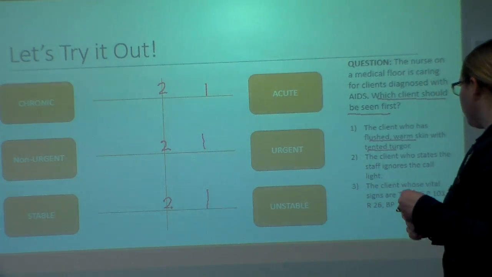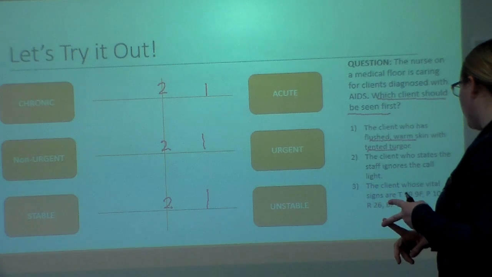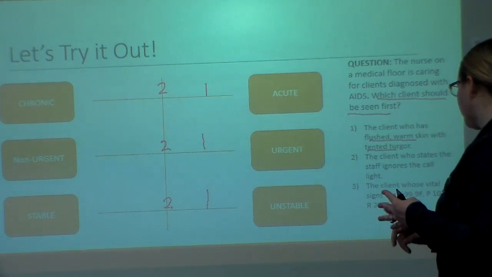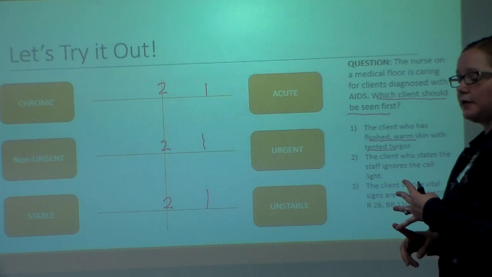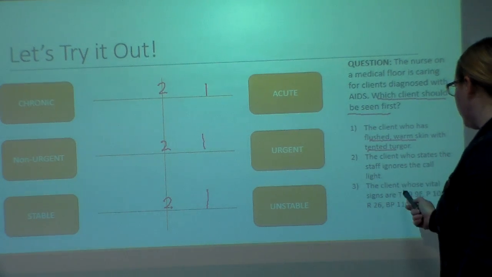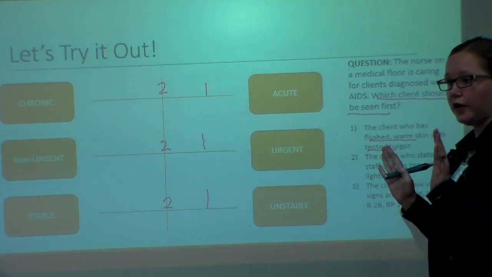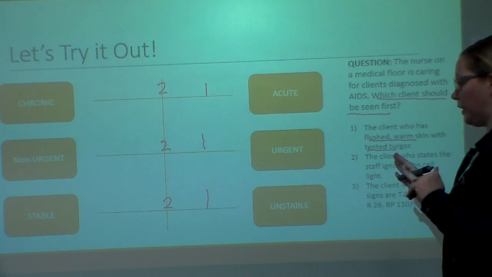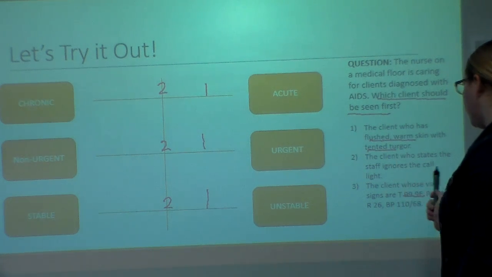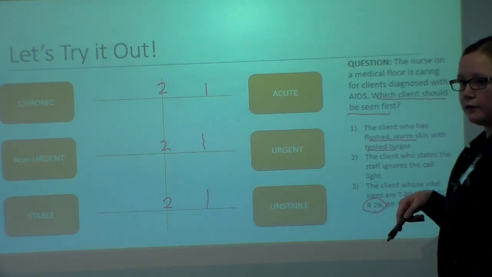The client whose vital signs are a temperature of 99.9 Fahrenheit, a pulse of 101, respirations of 26, and a blood pressure of 110/68. So there's some borderline vitals right there. So to me, this 99.9, they consider that fine. Very, very minor. This is very borderline, and this is borderline. The one that concerns me is this right here.